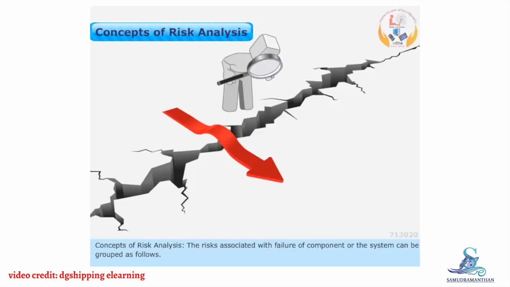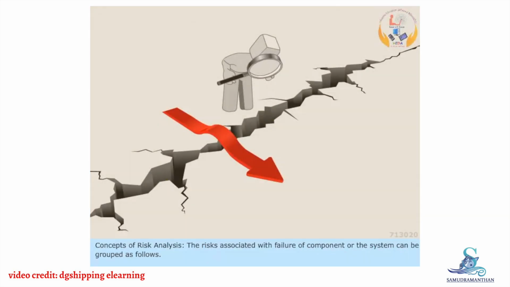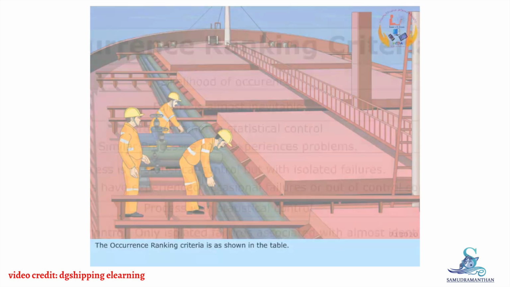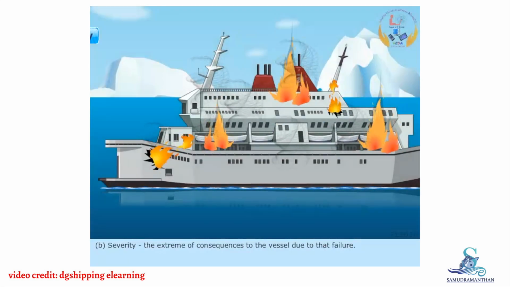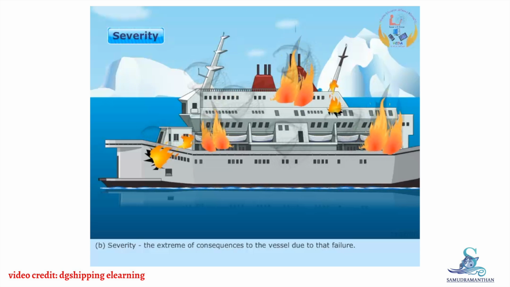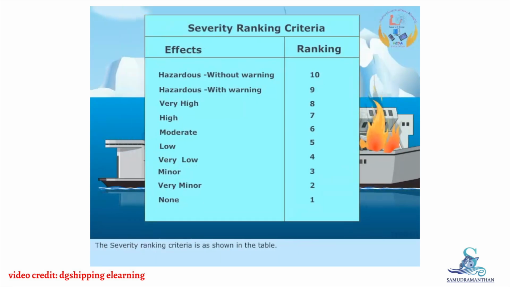Concepts of risk analysis. The risk associated with failure of a component or the system can be grouped as follows. A. Occurrence. Probabilities of failure occurrence. The occurrence ranking criteria is as shown in the table. B. Severity. The extreme of consequences to the vessel due to that failure. The severity ranking criteria is as shown in the table.